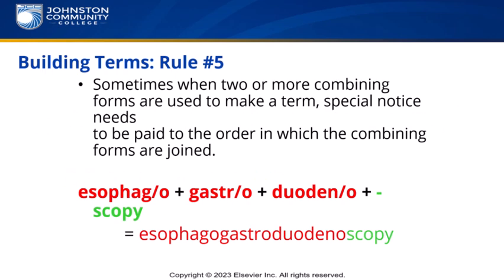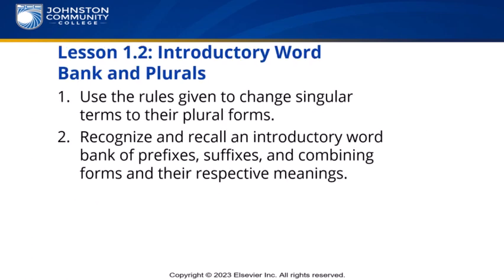Building terms rule number 5. Sometimes, when two or more combining forms are used to make a term, special notice needs to be paid to the order in which the combining forms are joined. The normal route of the digestive system, from the esophagus, which is our word part esophago, to the stomach, word part is gastro, to the first part of the small intestines, the duodenum. Also, duodeno is our word part. Therefore, when we're building this term, we have to put it in the order that the digestive system flows. So here, that gives us esophagogastroduodenoscopy.